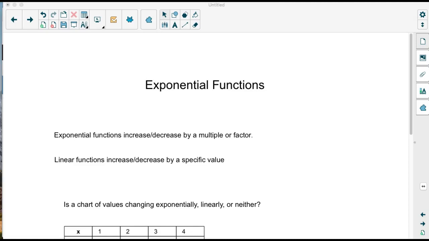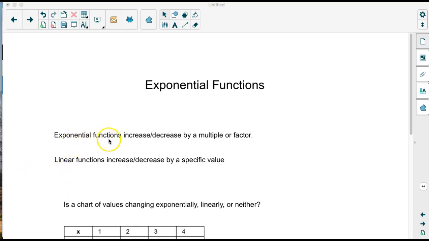Hello, and in this video I'm going to talk about exponential functions. First of all, let's define what an exponential function is and look at some examples of what an exponential function is and how it grows or decays, increases or decreases.